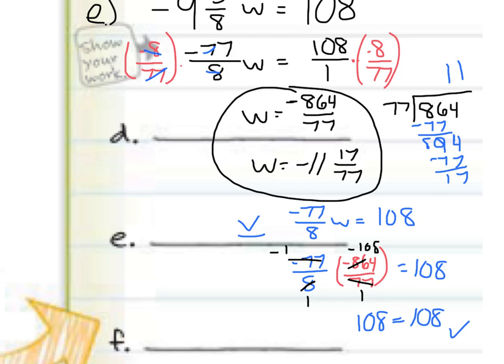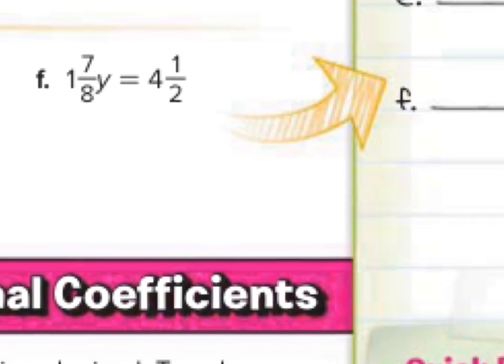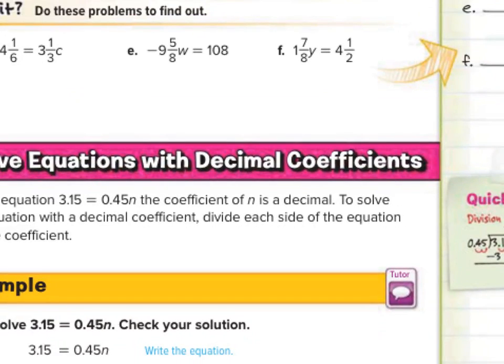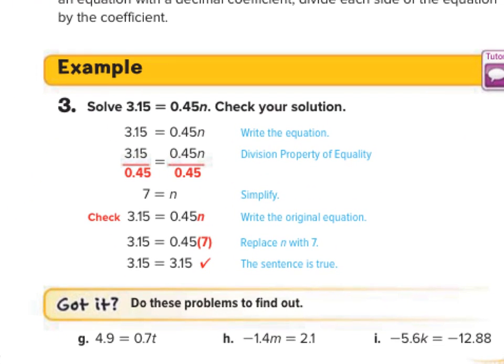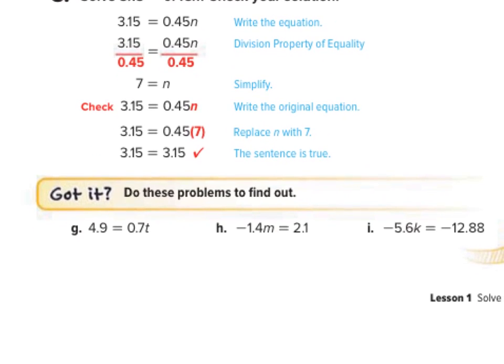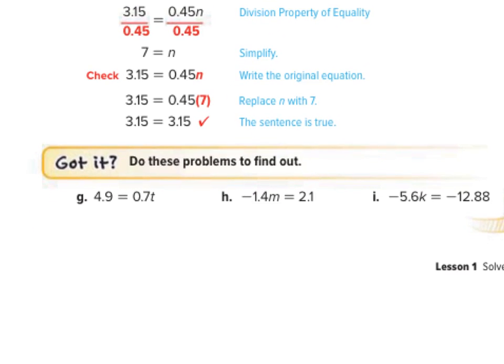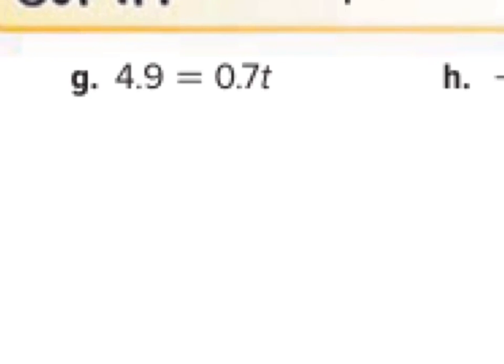We're going to skip example F in these notes and move on to our decimal equations. Solve 3.1500 equals 4.500 times n. Well, you're just going to divide by 4.500 on both sides and get 7. And so, as we move on to G, 4 and 9/10ths equals 7/10ths times T.